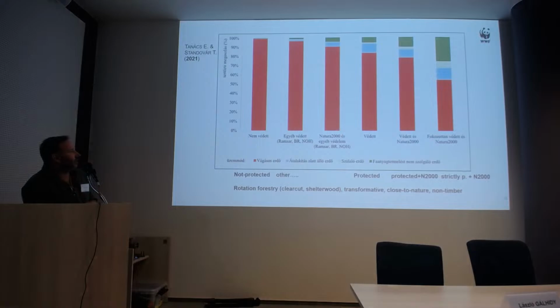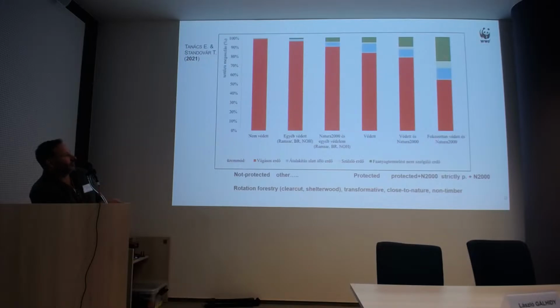Just a little detour on forest or silviculture methods. So vágásos in Hungarian means rotation forestry, clear cut or shelterwood. There is this long word I want to translate. It means there is no regular timber extraction, so the green. And this is close-to-nature forest management, this pale green color. So you can see that a very small portion is used.